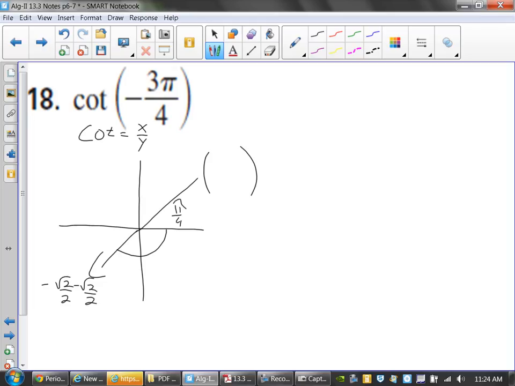Now, when I'm dealing with cotangent and tangent, tangent I take y divided by x. What's negative root 2 over 2 divided by negative root 2 over 2? 1. So what's the inverse of that? 1. What is the cotangent of negative 3 pi over 4? 1. There you go.